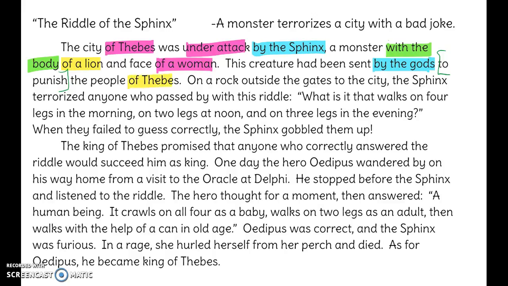On a rock outside the gates to the city, the Sphinx terrorized anyone who passed by with this riddle. So I see on a rock.